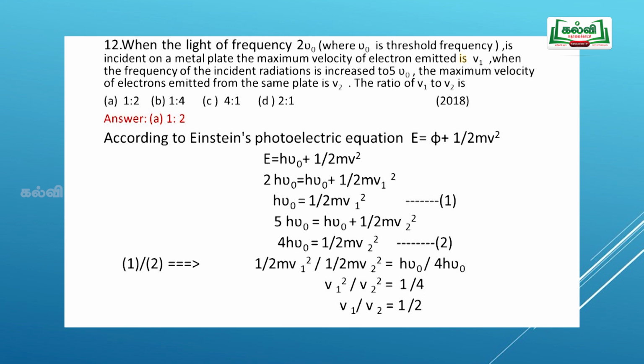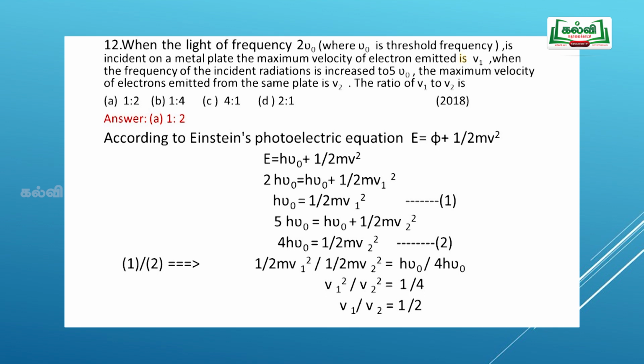Where E is the energy of the incident photon, phi naught is the work function, which we can write as h nu naught, as we know, plus half mv square. For the first case, the frequency is 2 nu naught. So it becomes 2 h nu naught is equal to h nu naught plus half mv1 square. Bring this h nu naught this side. This simplifies as h nu naught is equal to half mv1 square. And this is your equation 1.